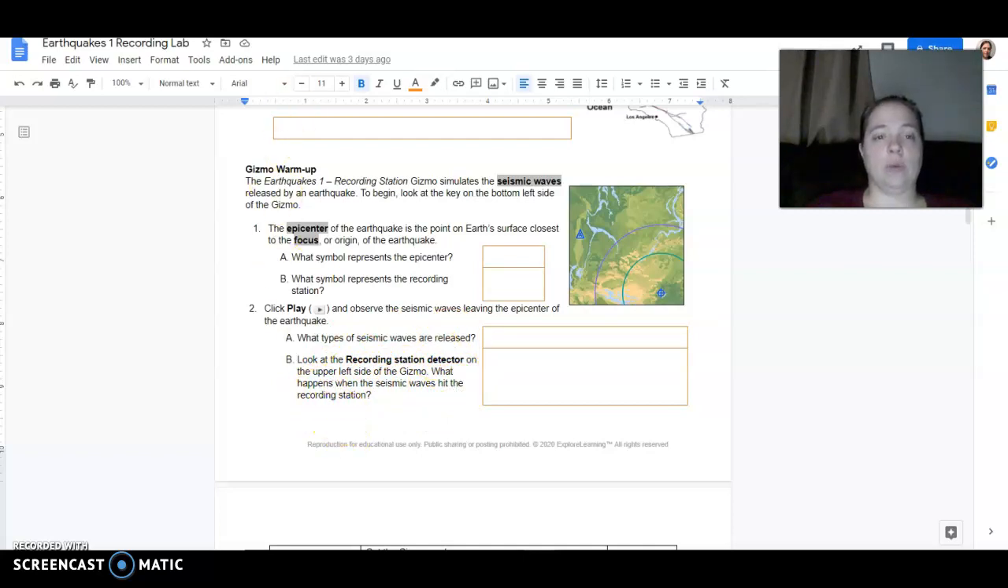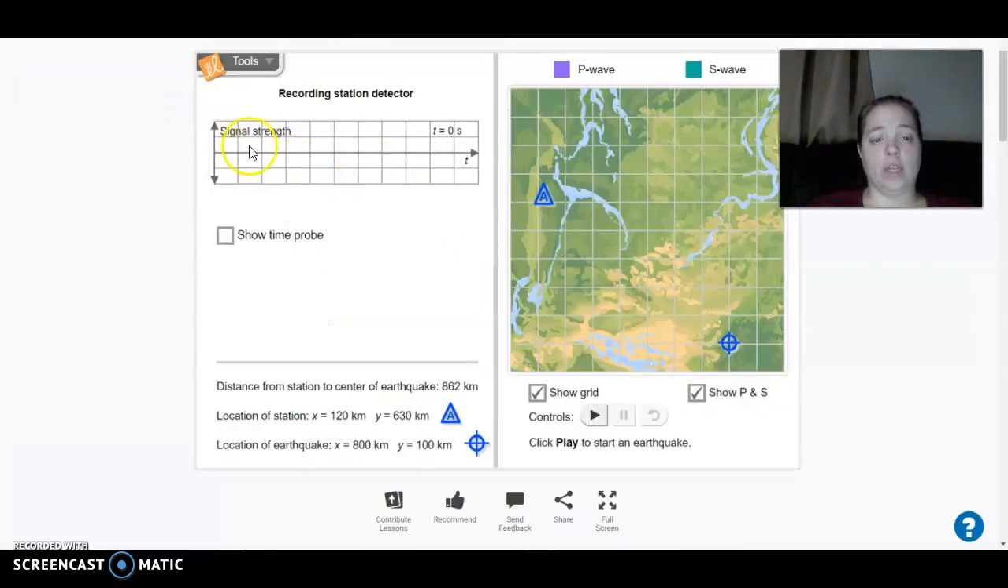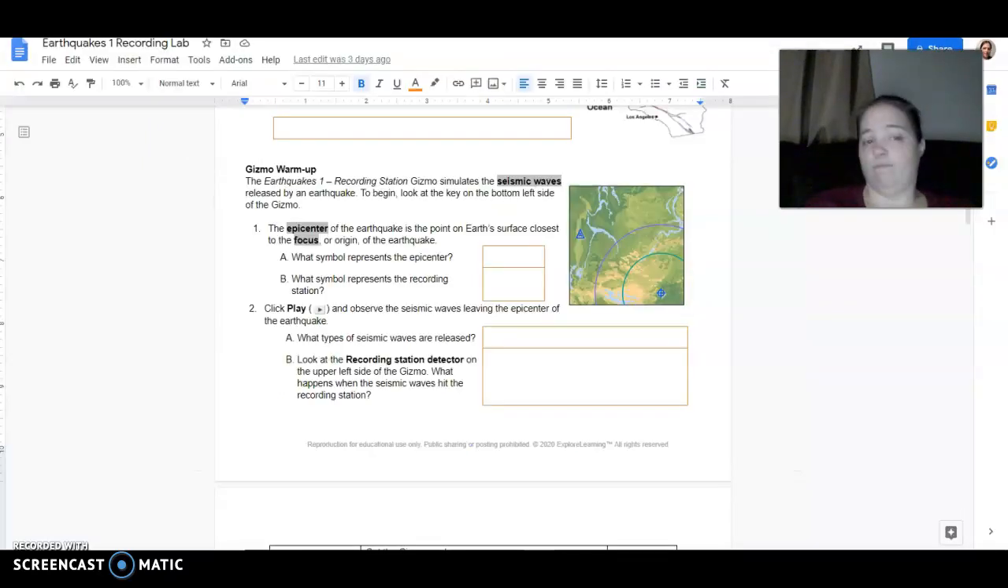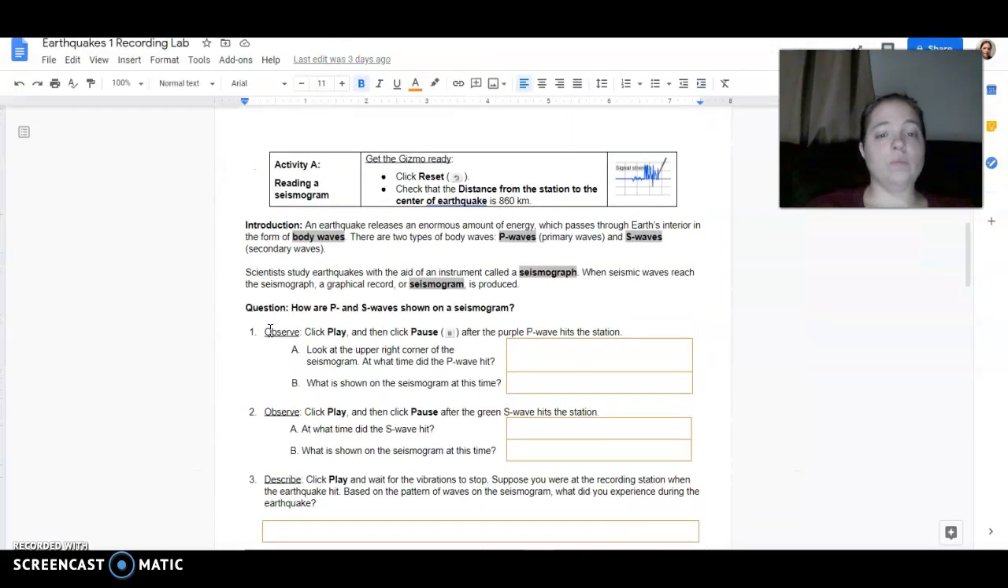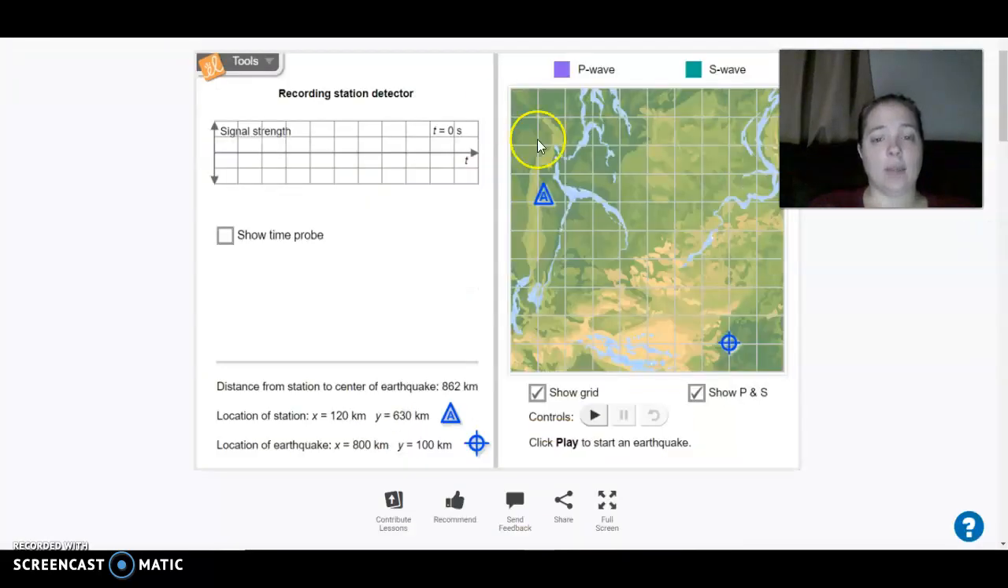What happens to the seismic waves when they hit? So you're going to look at this. What happens when they hit? Let me know. Okay, so you're going to reset it. Make sure that it's about 860 because I messed with it. I'm now at 862. It's close enough.